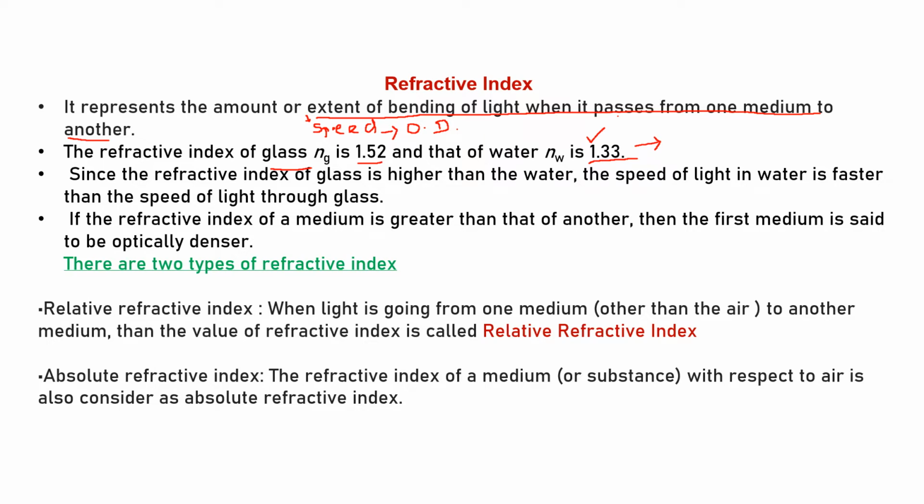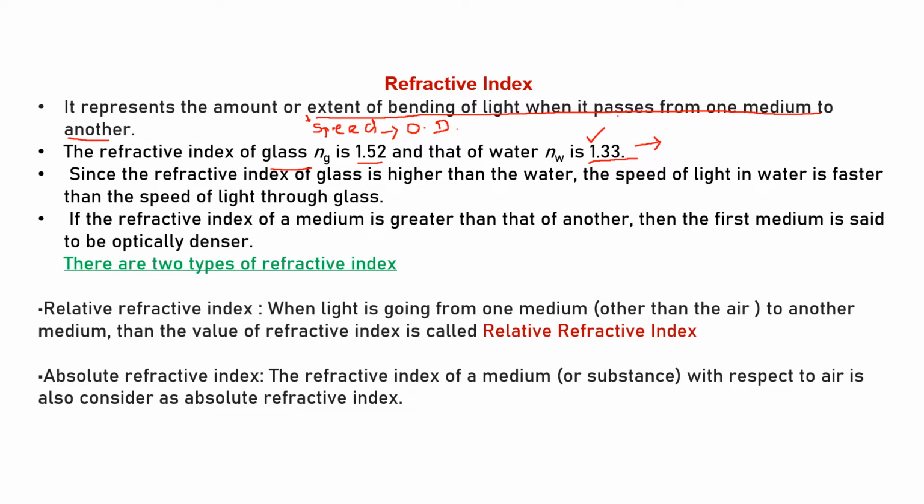So this is how we can make out. If I give you the refractive index of 2, 3 materials, and ask in which medium the speed of light is more, you can make out that the material which has a low refractive index has more speed of light. If the refractive index of a medium is greater than that of another, the first medium is said to be optically denser.